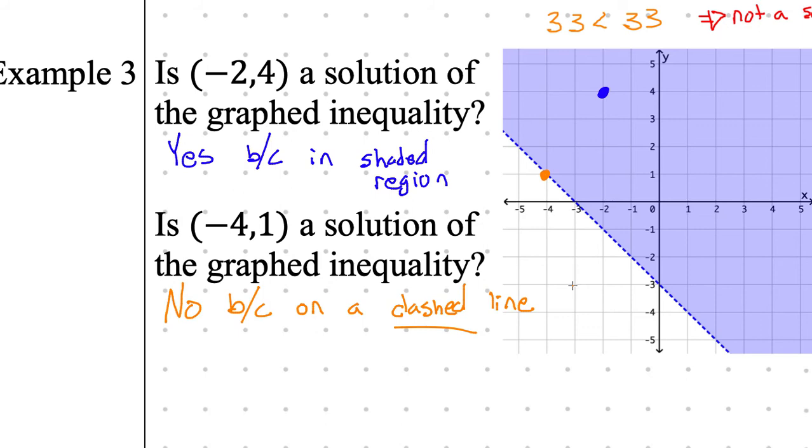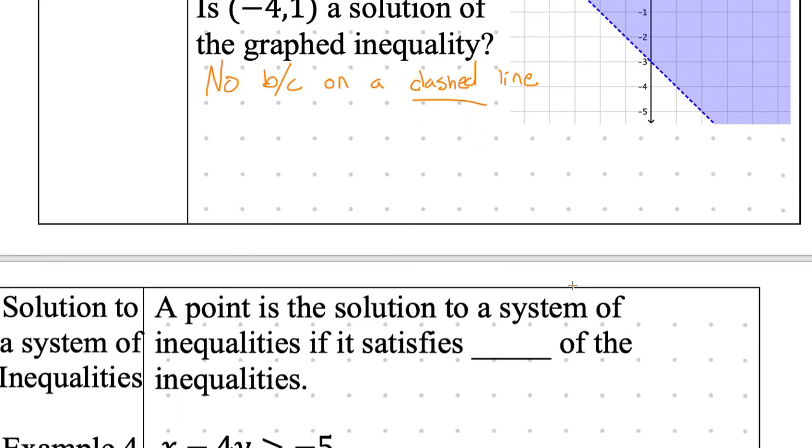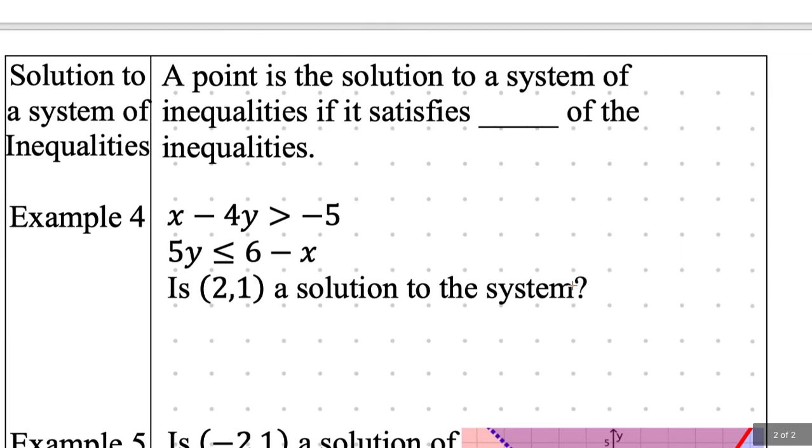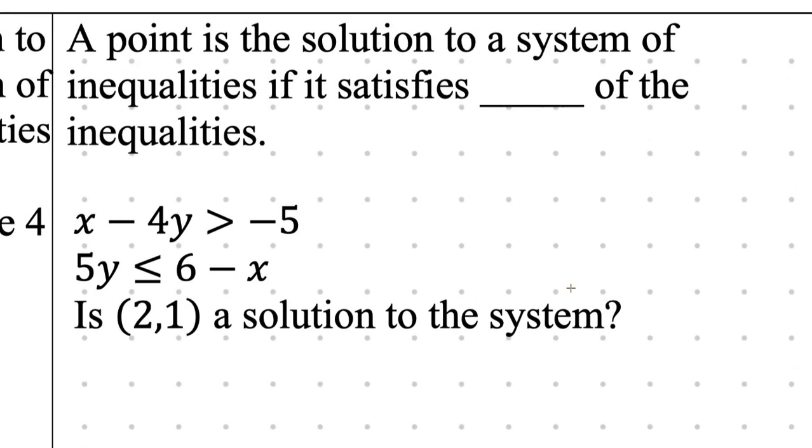Okay, all right, so that is example 3. Questions up to this point? Those are the basics. Now we're going to combine everything. All right, so we're talking on the backside about the solution to a system of inequalities. It's very similar to a solution of equalities. So a point is a solution to the system of inequalities if it satisfies blank of the inequalities.